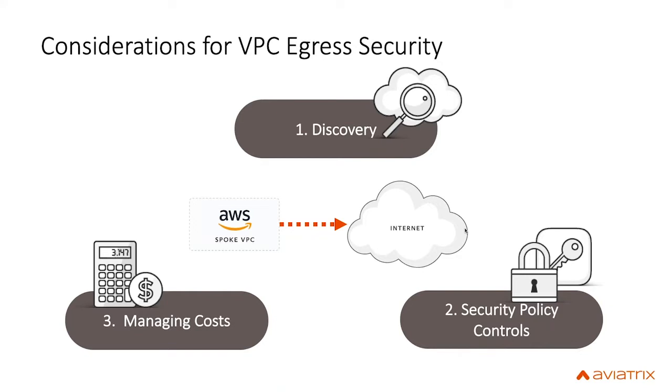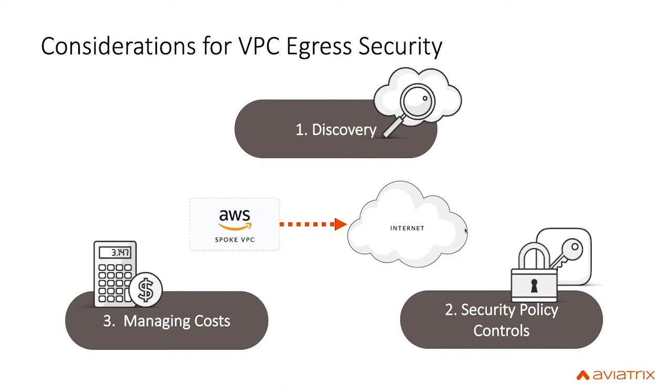And that kind of rolls into number 2, which is security policy controls. How do I lock that down where I can understand it and be able to make sure that I'm locking down what is needed based on what I've discovered versus what's not needed? And then of course there's cost.